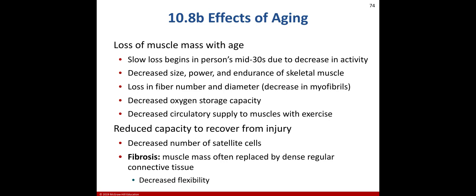We decrease oxygen storage and capacity. We decrease circulatory supplies to the muscles. There's a reduced capacity to recover from injury because our satellite cell numbers have decreased. We have fibrosis, where we see muscle mass being replaced by dense, regular connective tissue, so we lose flexibility.